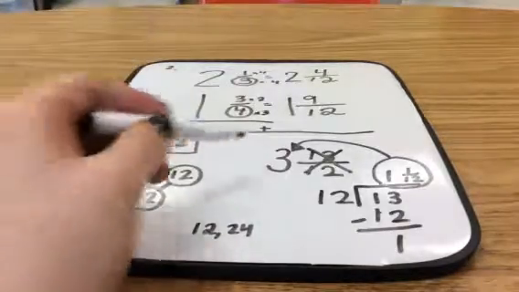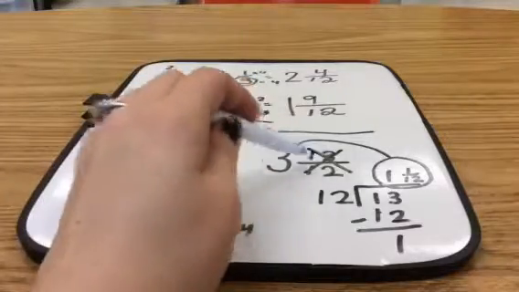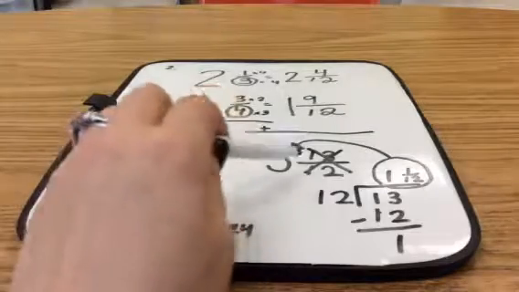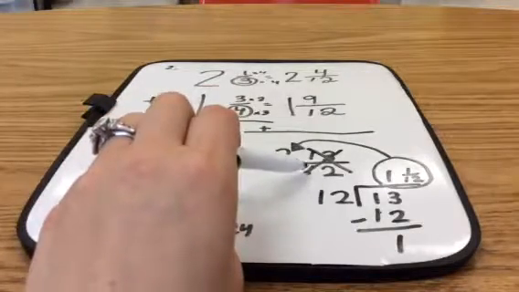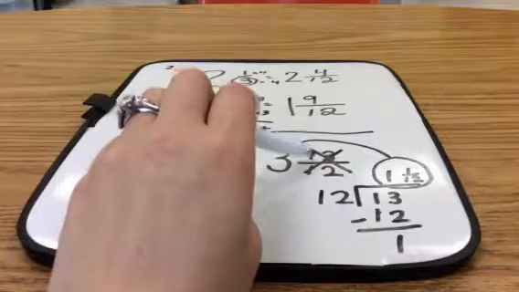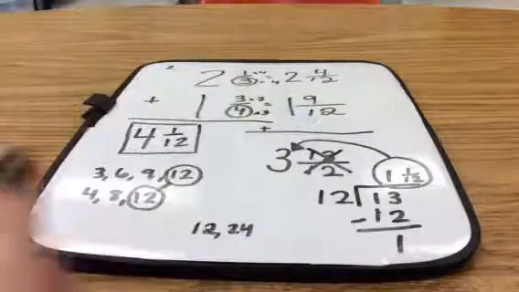So if Richie would have had his final answer 3 and 13 over 12, if the directions say put in simplest form, that is not in simplest form because it is an improper fraction. So you have to be careful to make sure that the final answer is not an improper fraction.